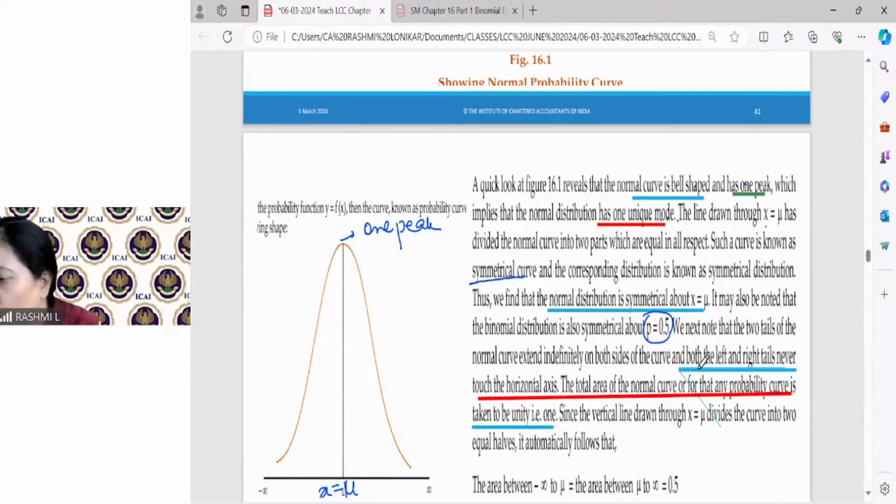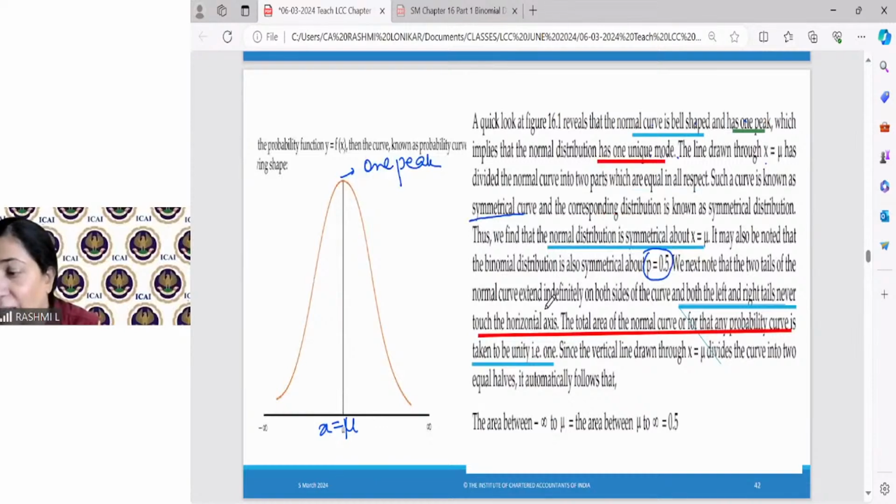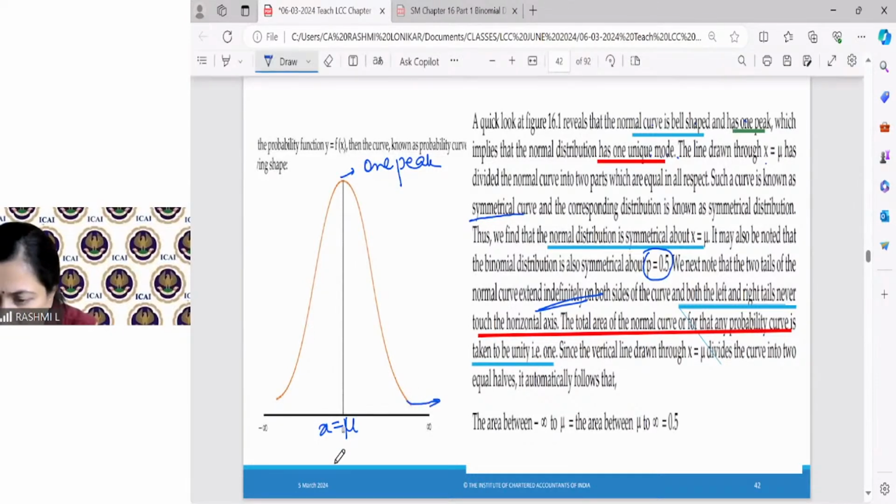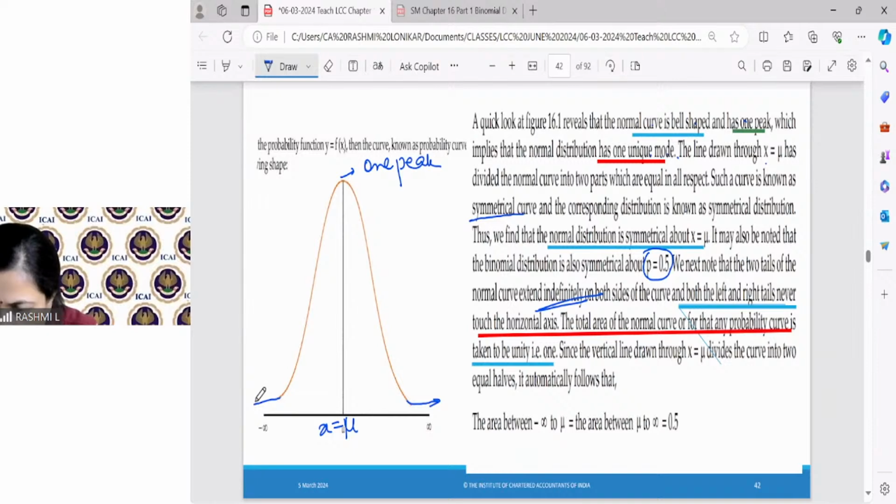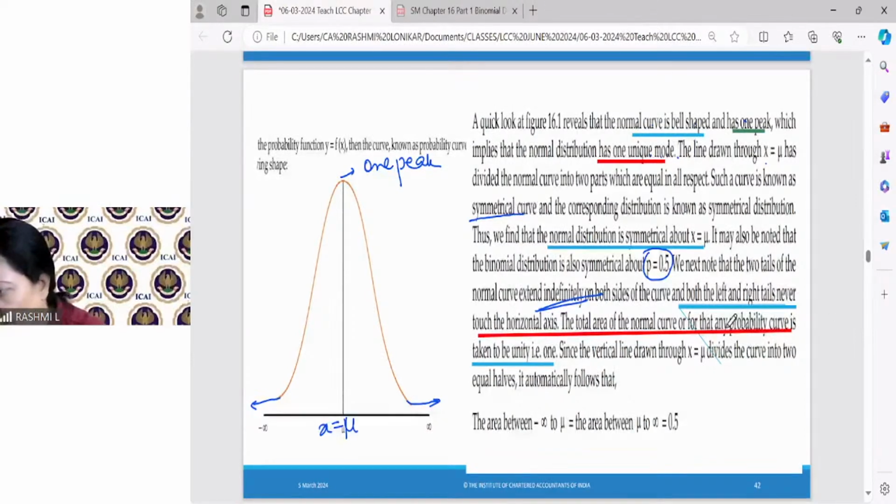We note that the two tails of the normal curve extend indefinitely on both sides. यहाँ पे जैसे मैंने ड्रॉ किया था वो ज्यादा अच्छा है. ये जो है ना, ये ऐसे दिखाना चाहिए इनको, ताकि हमें पता लगे कि वो लाइन को टच नहीं होने वाला. ठीक है, एकदम पास चला जाएगा लेकिन टच नहीं होगा. Both the left and the right, दोनों जगह पे, लेफ्ट साइड पे भी और राइट साइड पे. Okay. The area under the curve is equal to 1.